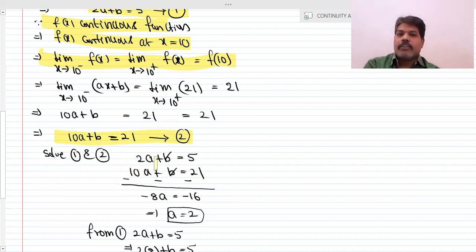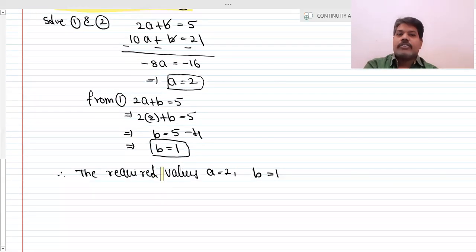Take the subtraction, equation 1 minus equation 2. So the b will be cancelled. 2a minus 10a, that is minus 8a is equal to minus 16, a is equal to 2. Substitute this value in equation 1, automatically you will get b is equal to 1. Therefore, the required values are a is equal to 2 and b is equal to 1.